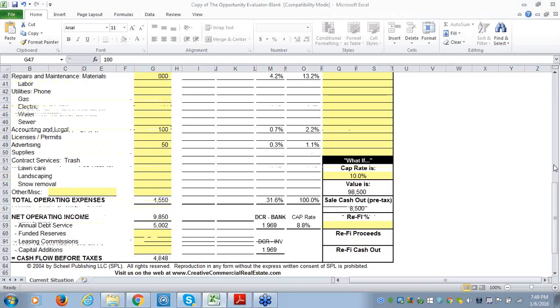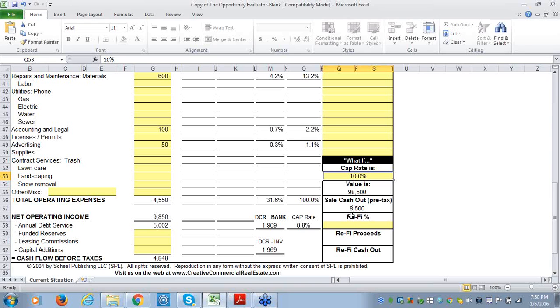Peter says, and how often do you use the field, what if cap rate is 10% and why? What you're trying to do is always figure out the numbers. I never use this, by the way, Peter. I always use actual numbers. I want to see the actual cap rate. So this is just an example. What if your value is $98,500? Your cap rate is 10%, and your cash out at a sale is $8,500.